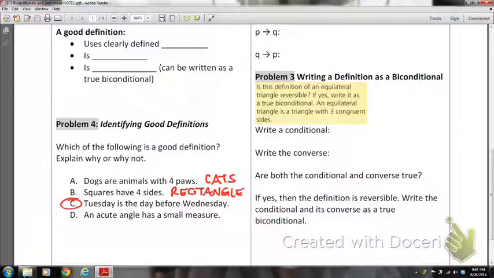The last one, just to look at it, an acute angle has a small measure. That one's not a good definition, because it is relative and vague as to what is a small measure, relative to what other angle that could be a large angle. It could still be obtuse and be smaller than a straight angle, for instance. So C is the best answer there for the good definition.